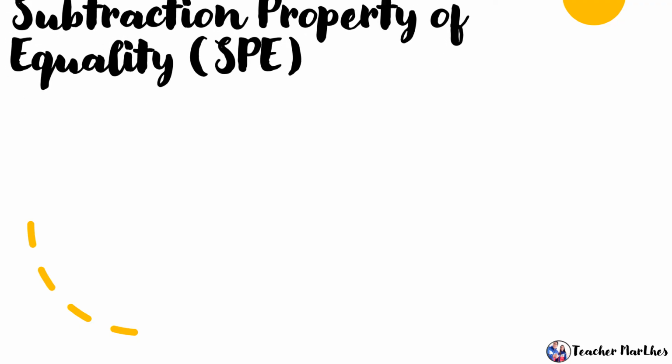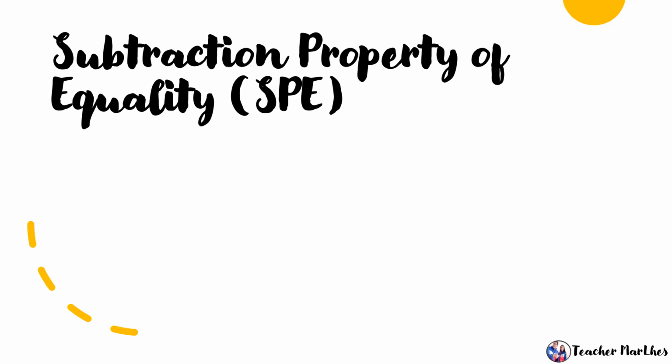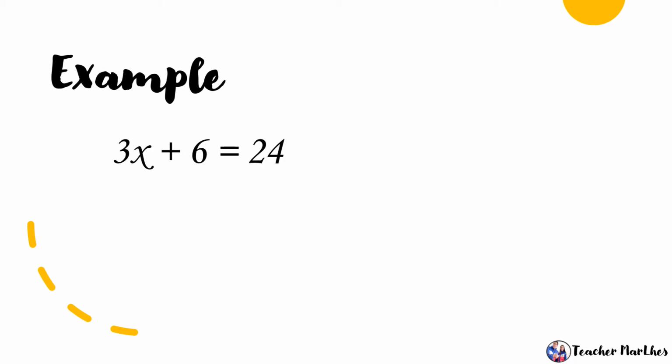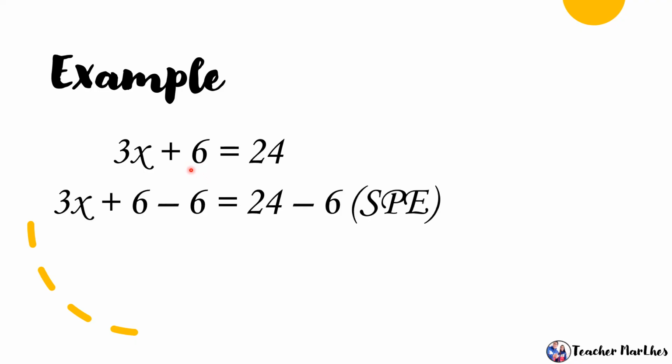The subtraction property of equality. If the same quantity is subtracted from both sides, the resulting equation is equivalent to the original. Example 4, subtraction property of equality. So we have 3x plus 6 equals 24. To isolate 3x, we need to use subtraction property of equality. We will subtract 6 to both sides. So 3x plus 6 minus 6 is equal to 24 minus 6.